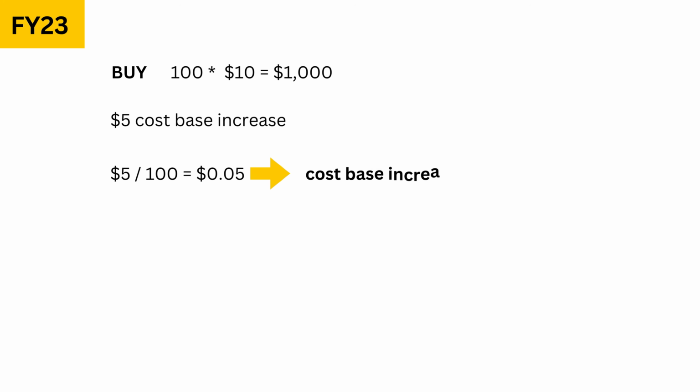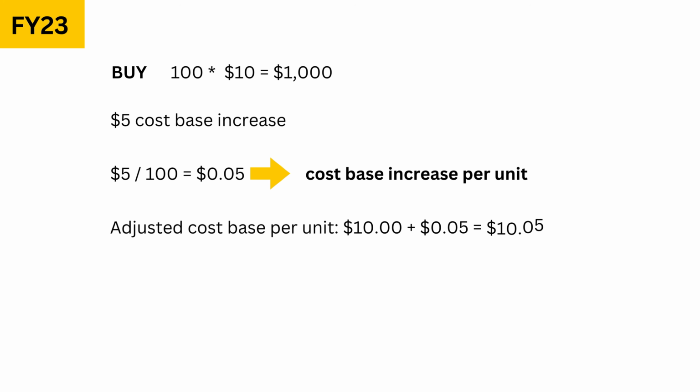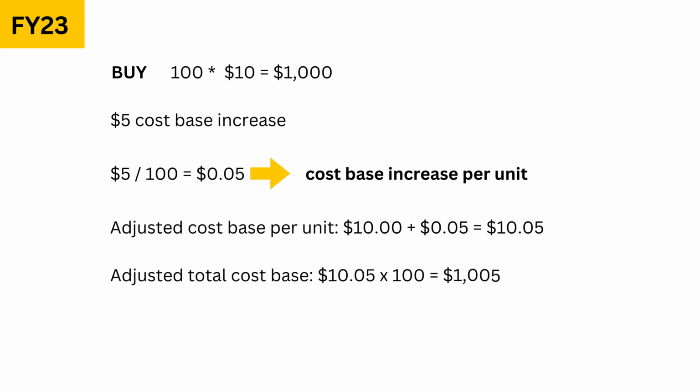John's AMAA statement for FY23 shows a $5 cost base increase. Note this is a gross amount, meaning it needs to be spread across all 100 units he held at the end of FY23. So the cost base increase per unit is 5 cents. His adjusted cost base per unit becomes $10.05, and his adjusted total cost base is $1,005.